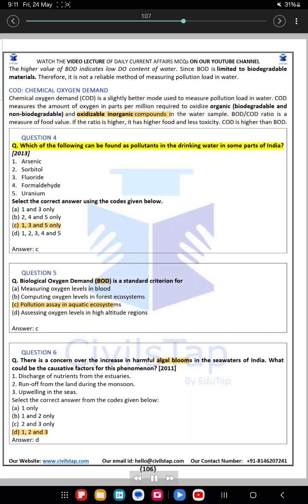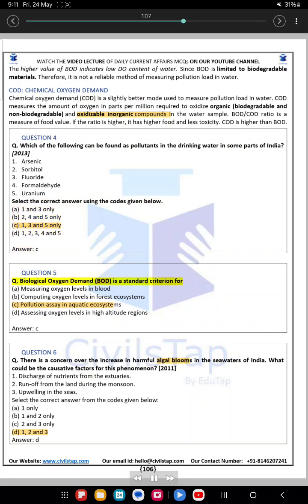Question 4. Which of the following can be found as pollutants in the drinking water in some parts of India? 2013. 1. Arsenic. 2. Sorbitol. 3. Fluoride. 4. Formaldehyde. 5. Uranium. Select the correct answer using the codes given below. A. 1 and 3 only. B. 2, 4 and 5 only. C. 1, 3 and 5 only. D. 1, 2, 3, 4 and 5. Answer, C.